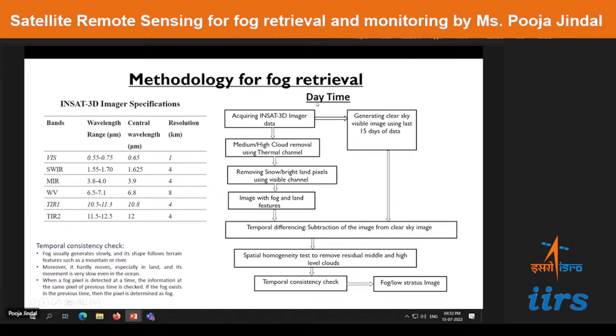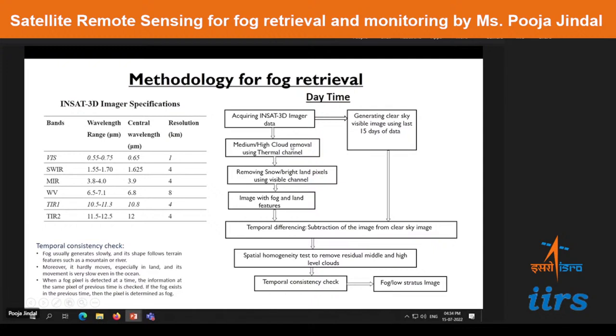But first we will discuss the daytime methodology for getting the fog information from the given satellite data. In the given satellite data, what all do we have? We have clouds, which include mid-level clouds and high-level clouds. We have snow, bright land pixels, land features, and oceanic features. We want to remove all these features, so we will use the physical properties of fog and the other features to remove everything except the fog. First we will try to remove the high and mid-level clouds from the fog.